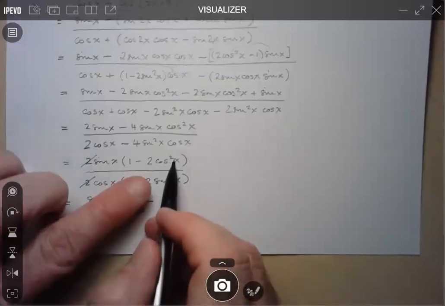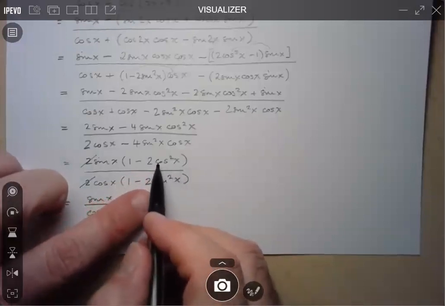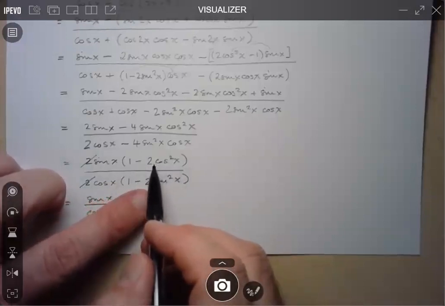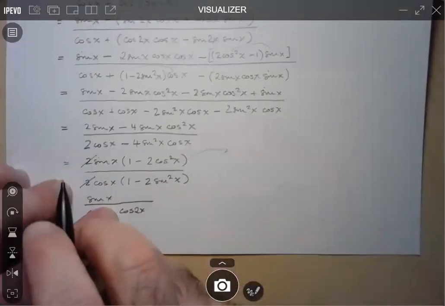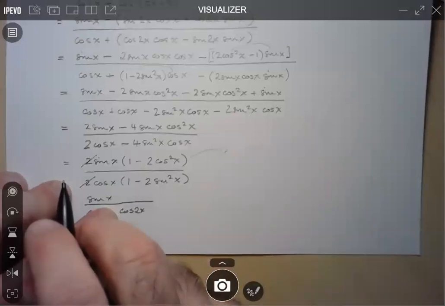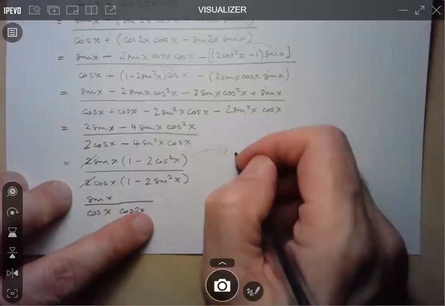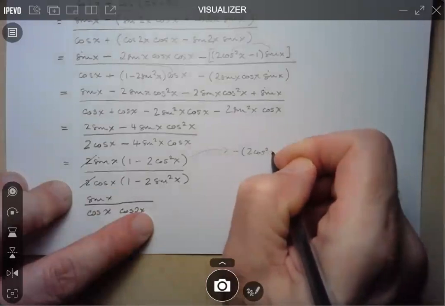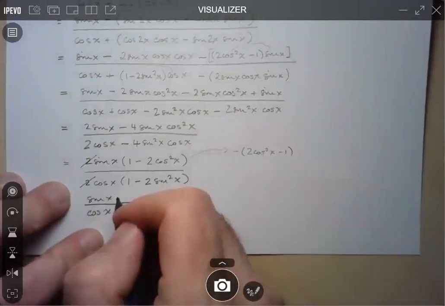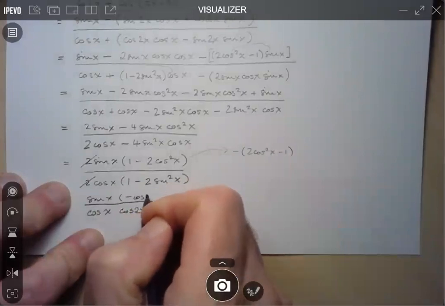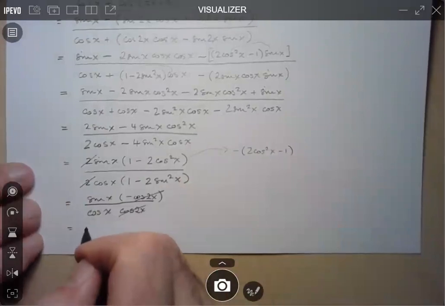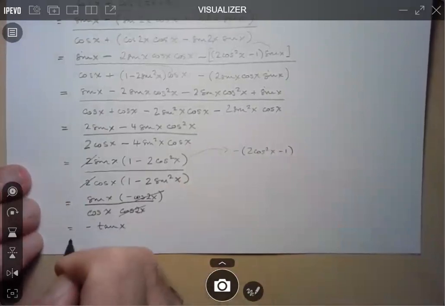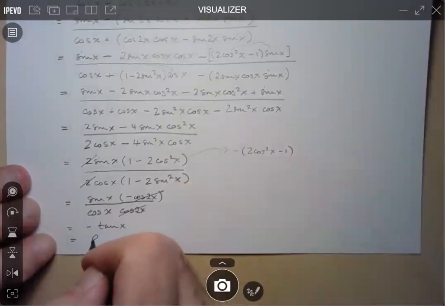Now this numerator is not equal to cos of 2x, but it looks a lot like cos of 2x. What's the only thing that's different about this here? Anybody tell me the only thing that's different there? First, you need to factor out a negative. There you go. You realize this is negative 2 cos squared x minus 1, which is negative cos 2x. And there you go. They do cancel out, but you've got this negative that's hanging around. So negative tan x, which is your right-hand side.